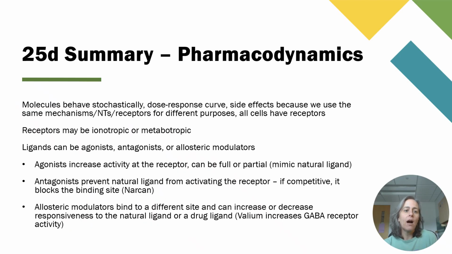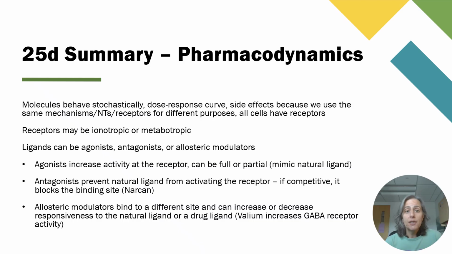So in summary, our molecules behave stochastically. They're randomly bopping about, right? There's this dose response curve where in general, you have to give a certain level of drug to see an effect, and then you give more and more, you see more and more effect, and then it usually levels off as you reach maximum effect. Side effects occur because these systems are used in all different parts of our bodies and different systems in our brain. So if you impact one part of it, you often impact other parts of it.